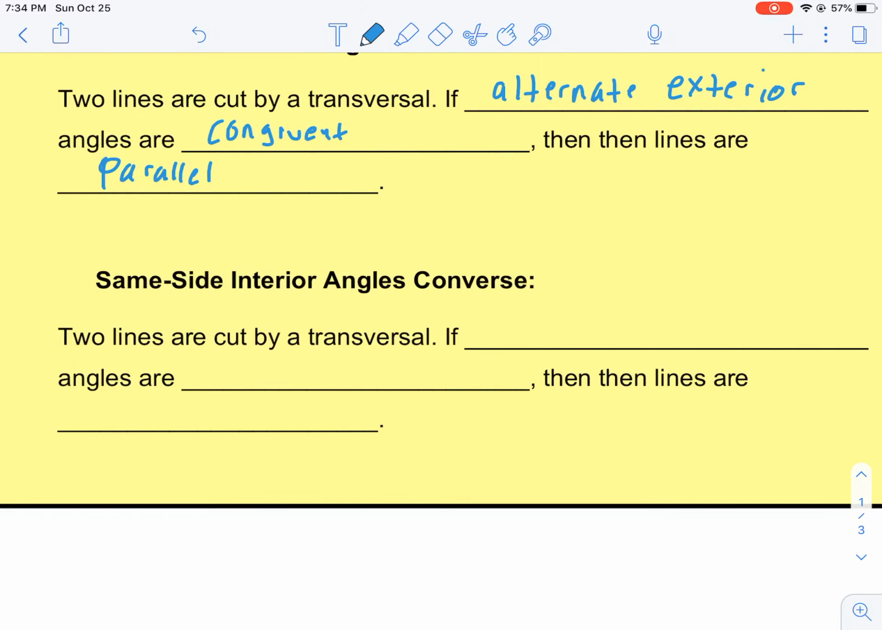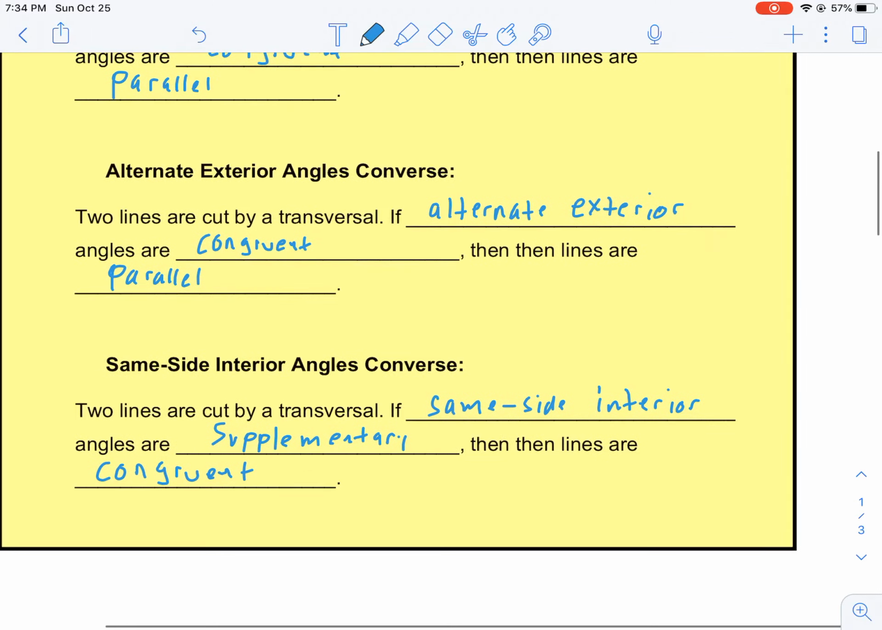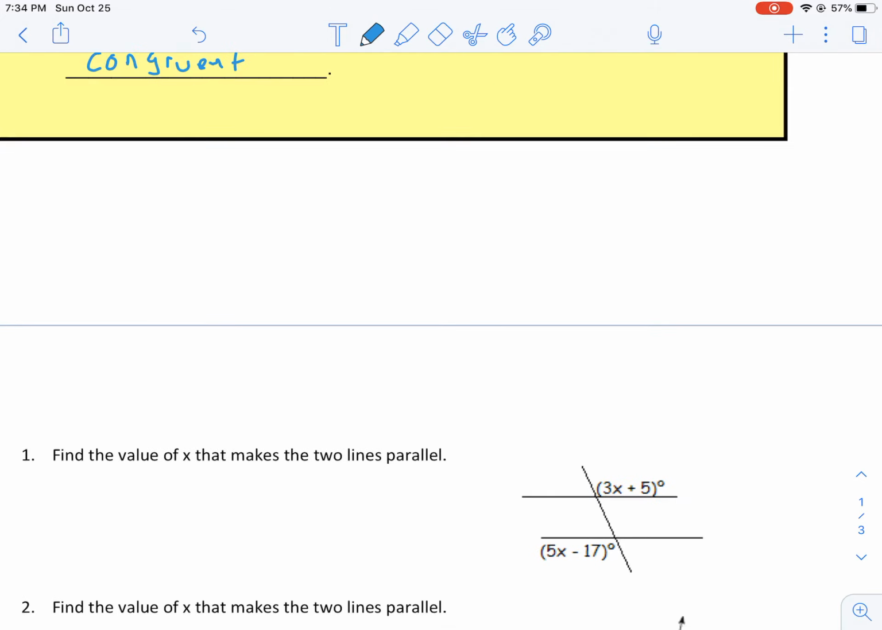We can also say same side interior. Now, this one's a little bit different, because if you remember, same side interior angles aren't actually congruent. This is the only one that's different. They have to be supplementary, which means they add up to 180. So if you can prove that same side interior angles are supplementary, then the lines must be parallel. We're going to use these in some proofs.